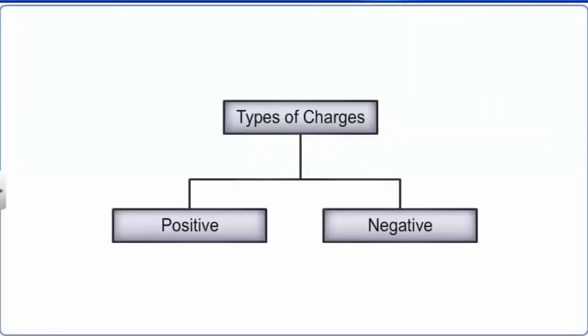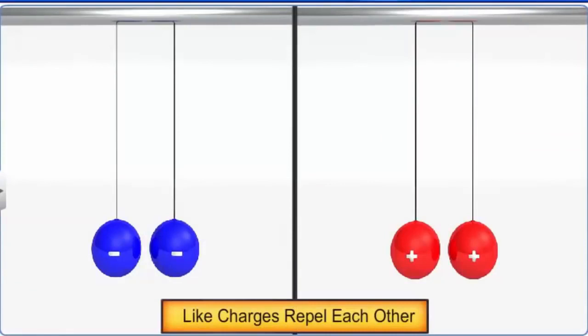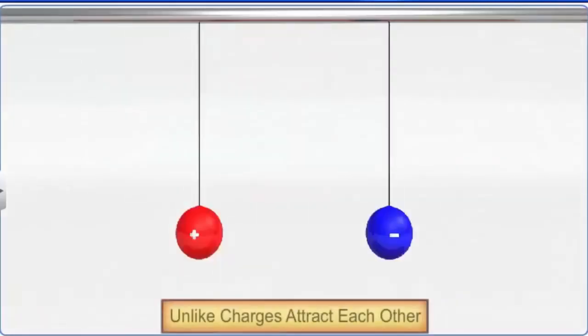From these observations, we see that there exists only two types of electric charges in the nature. Conventionally, they are called positive and negative. It is also observed that the like-charged bodies repel each other. For example, two pith balls, both carrying like charges, repel each other. Unlike charged bodies attract each other. For example, a pith ball carrying a positive charge will attract a negatively charged pith ball.